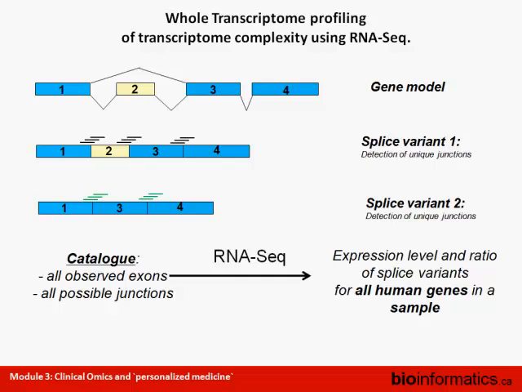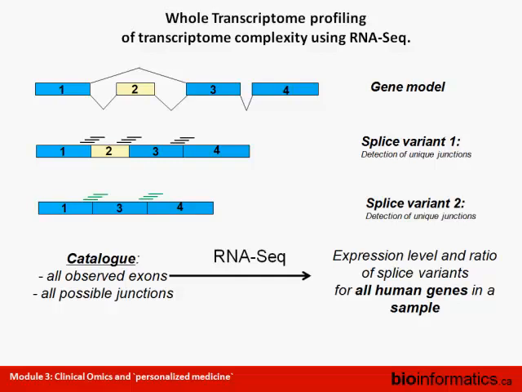Yeah, and so this slide summarizes the strategy for inferring differential splicing from next-gen sequencing. So you have your gene model at the top with the alternative exon 2, which is included in splice variant 1, but it's excluded in splice variant 2. And then we have reads that are mapped to unique junctions. In this case, these junctions are unique and distinct from these junctions. That's how you can tell these two splice isoforms apart.